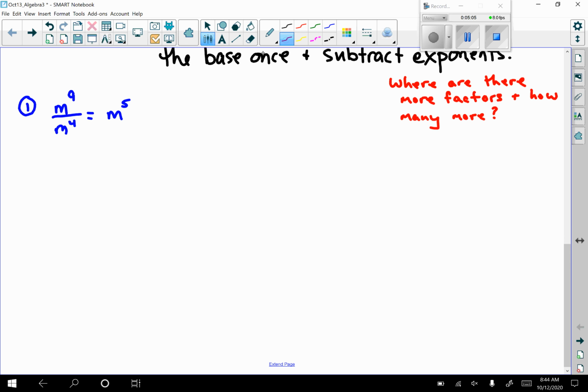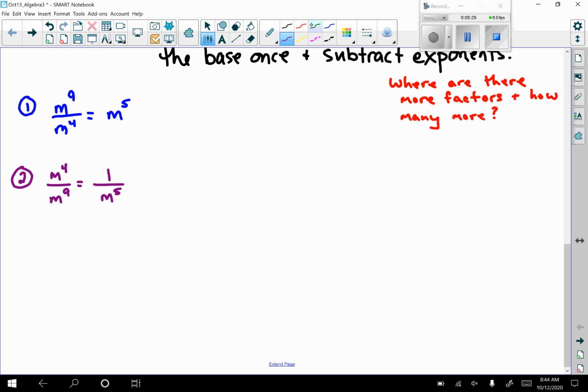What if that was reversed? What if I have m to the 4th over m to the 9th? Now where do I have more factors of m? In the denominator, so that's where I put the m. How many more? 5. Now what's going to happen is when they divide out, it becomes a 1, so we're going to have 1 over m to the 5th. And then we're going to talk about negative exponents.